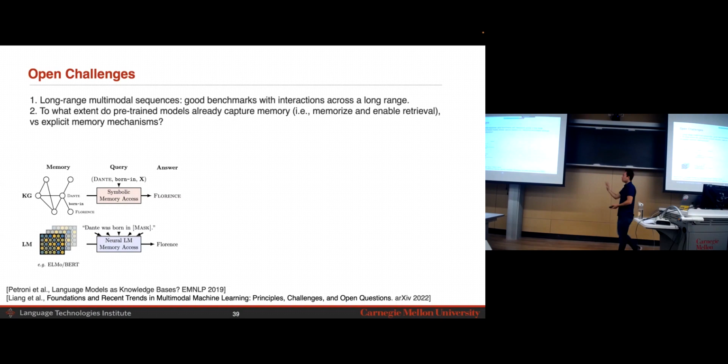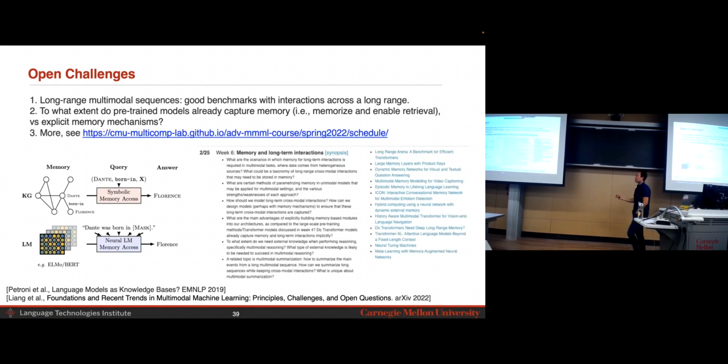So one thing a lot of people are working on is benchmarking the extent to which these pre-trained models are able to capture memory, memorize and enable retrieval. And to what extent do we actually need explicit memory mechanisms? There's a lot more. I don't know if LP has mentioned it, but on the alternate semester, he teaches an advanced topics in multimodal course. And one of the big challenges we talked about was memory and long-term interactions. A bunch of papers, some of them I've touched upon today, and a bunch of open questions. And also the synopsis, which is the summary of group discussions in that class.